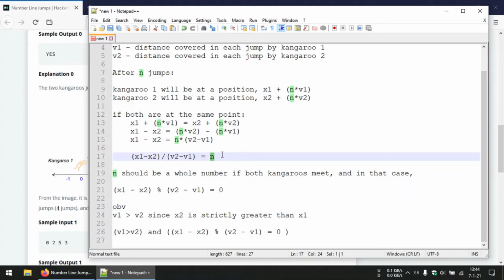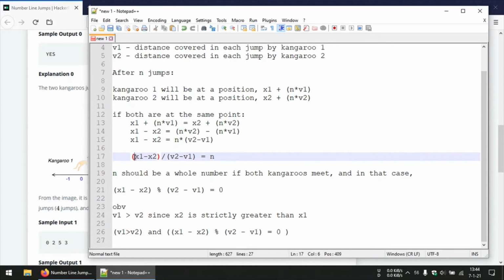What this equation means is that (x1 minus x2) divided by (v2 minus v1) must give you a whole number for both the points to be the same. That is, if both these points are one and the same, we'll get n as a whole number. In case n is not a whole number, then we can be sure that these kangaroos do not meet at any point on the x-axis. If n is not a whole number, it means that these kangaroos will meet at some point in air but not on ground. So n should be a whole number.